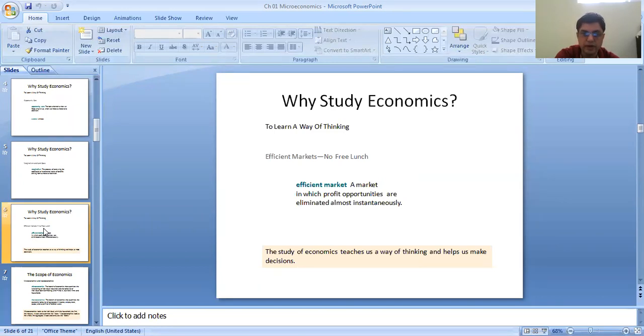Again, the efficient market. What is an efficient market? An efficient market is one in which profit opportunities are eliminated almost instantly, meaning you get instant profit. The ideal efficient market is where the buyers and sellers are many. That is called an efficient market. That is a good opportunity for the entrepreneur and for the consumer also.